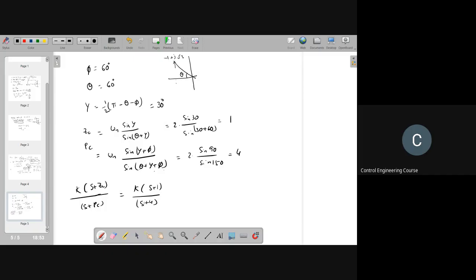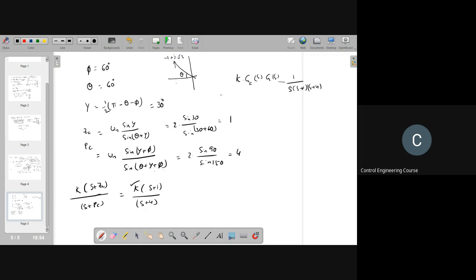Right? So what is left? We have to find out K. K we can find using the magnitude criteria. That means now the overall open loop function will be like this, right? K into GC of S into G of S, where G of S is 1 by S into S plus 1 into S plus 4, and GC of S is this one.